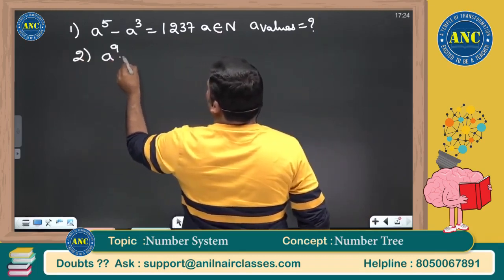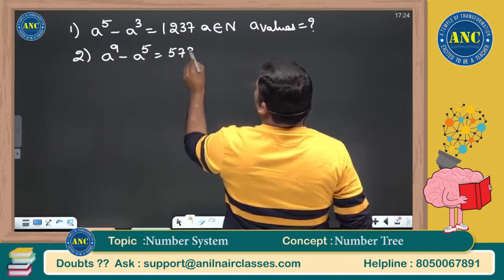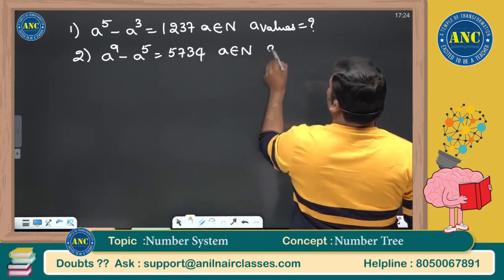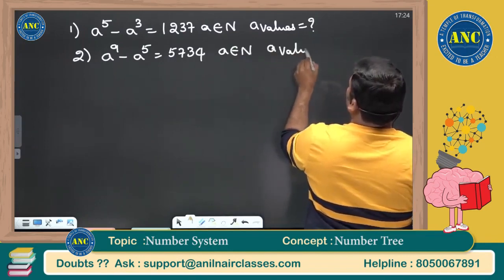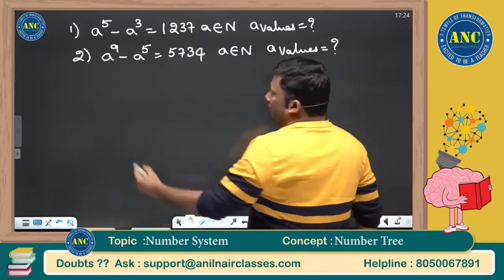A power 9 minus a power 5 equivalent to 5734. A is a natural number. How many values will A take? Third question.